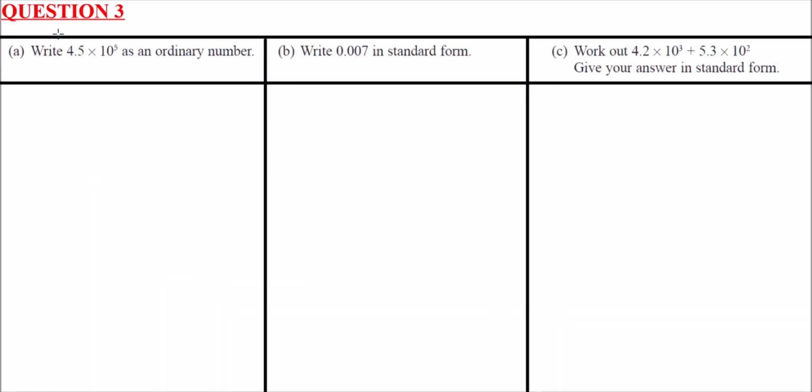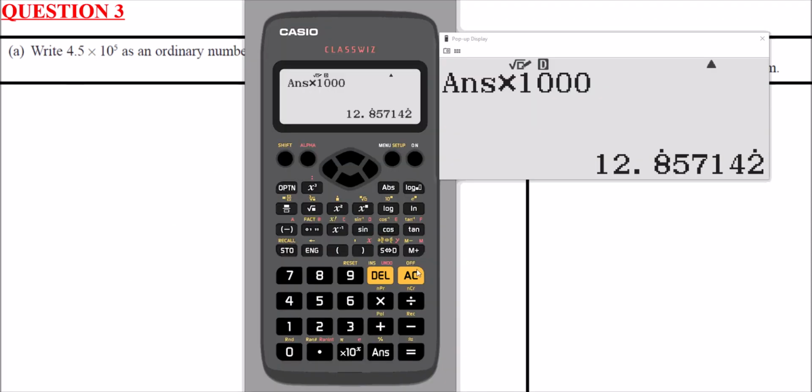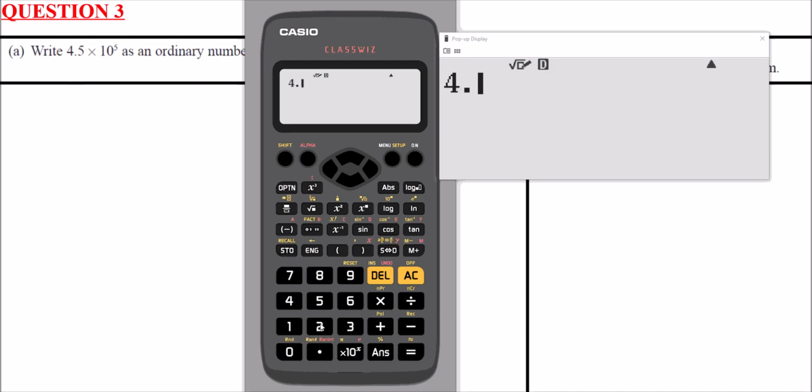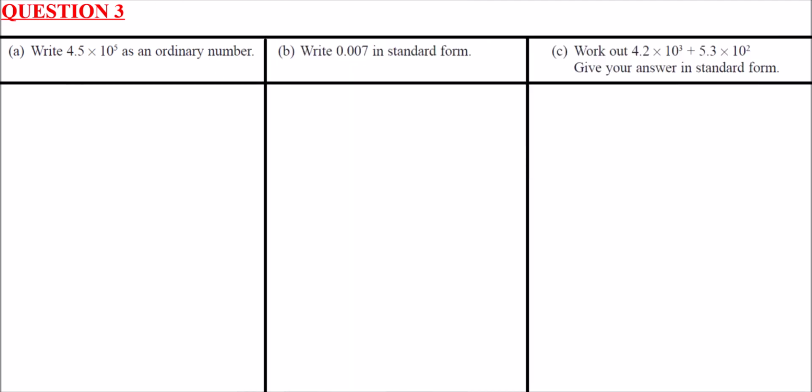Question 3, standard form. So part A, work out 4.5 times 10 to the 5 as an ordinary number. We can simply type this on a calculator. So 4.5 times 10, just typing exactly as it looks here, press the power button, then press 5, press equals, 45 with 4 zeros after it. That's our answer, therefore, for part A, 450,000.